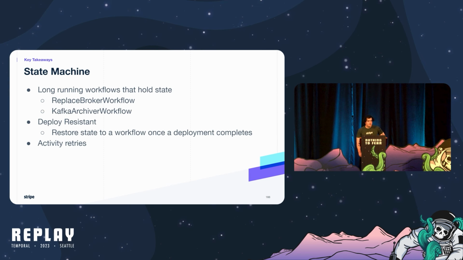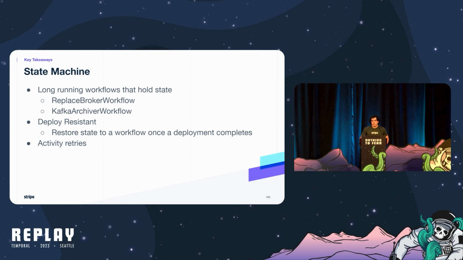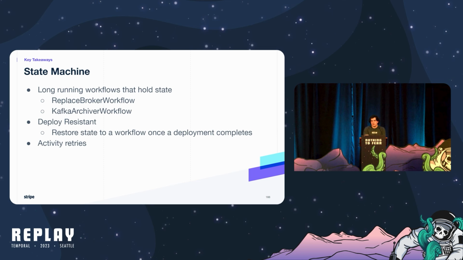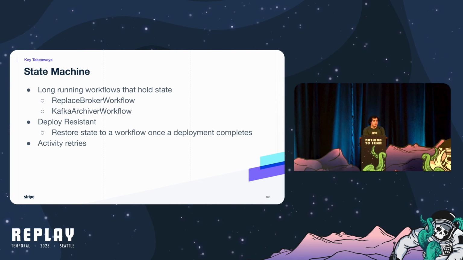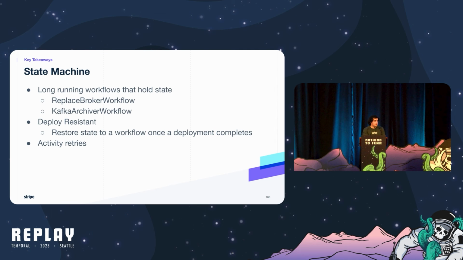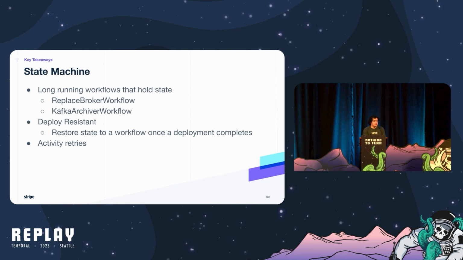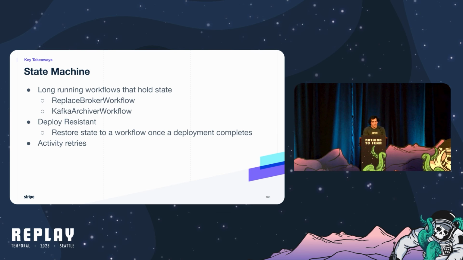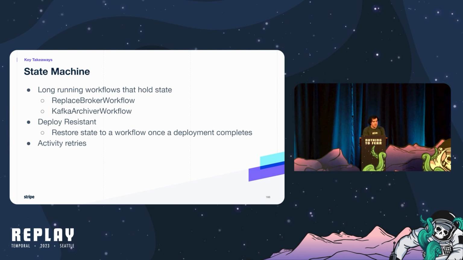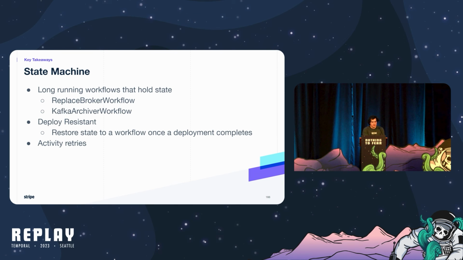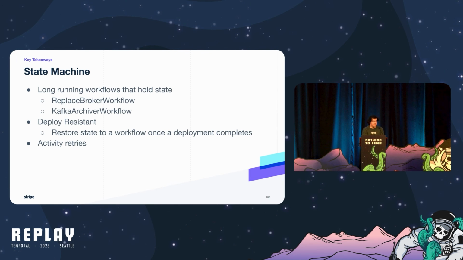Building off of what I said earlier, activity retries are helpful for these workflows. It's good to have something that will automatically retry one of these activities, like for detaching an EBS disk, for example. These are some of the things that we like about the state machine aspect of Temporal, and why these are good examples for those workflows.